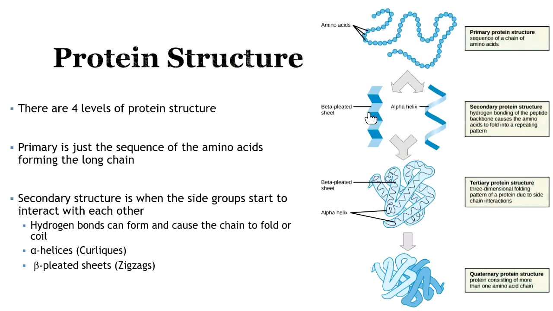Now the next level up is what we call the secondary. The secondary is when we start to take this chain and twirl and fold it in on itself. What happens is those hydrogens that are sticking out and those R groups, side groups, start to interact with each other. When it does that, it forms 2 different combinations, called a beta-pleated sheet or an alpha helix. You can have a combination of both within one single protein. So this first level of folding over and over is all thanks to interactions between those side groups and the hydrogen bonds.